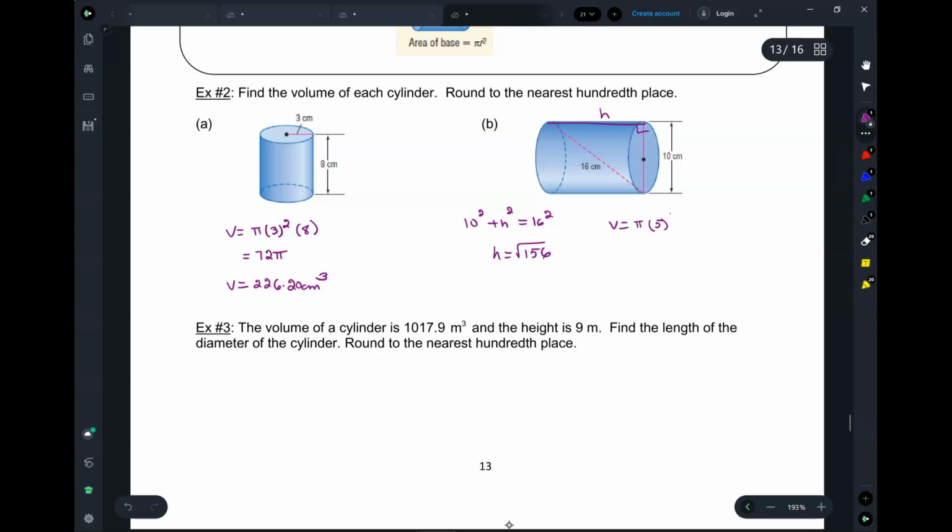Pi r squared h. And we should get 980.96.